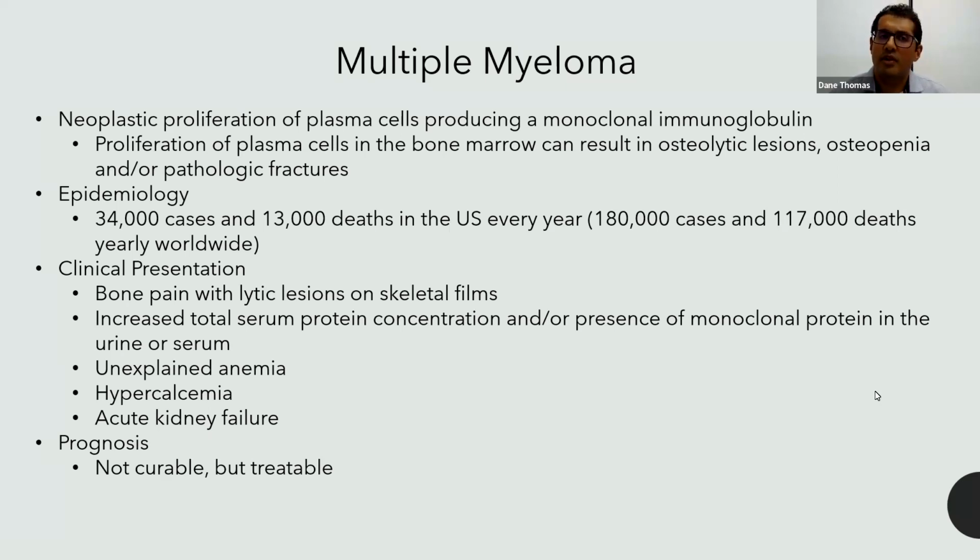Epidemiology: it's not very common. It's about 34,000 cases and 13,000 deaths in the US every year, and worldwide it causes 180,000 cases and 117,000 deaths yearly. Clinical presentation includes bone pain with lytic lesions on skeletal films, increased total serum protein concentration and/or the presence of monoclonal protein in the urine or serum, unexplained anemia, hypercalcemia, and acute kidney failure. Prognosis of these patients is not curable, but treatable with multiple modalities that we use in our office.